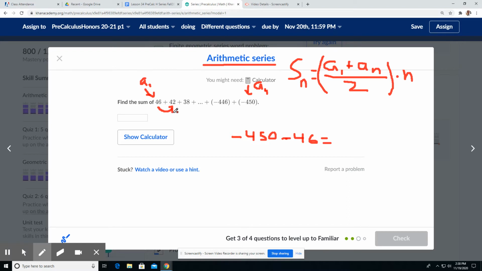This is arithmetic, so how is it changing? 46 to 42 is -4. 42 to 38 is -4. All right, so that's our common difference there. All right, so -450 minus 46.